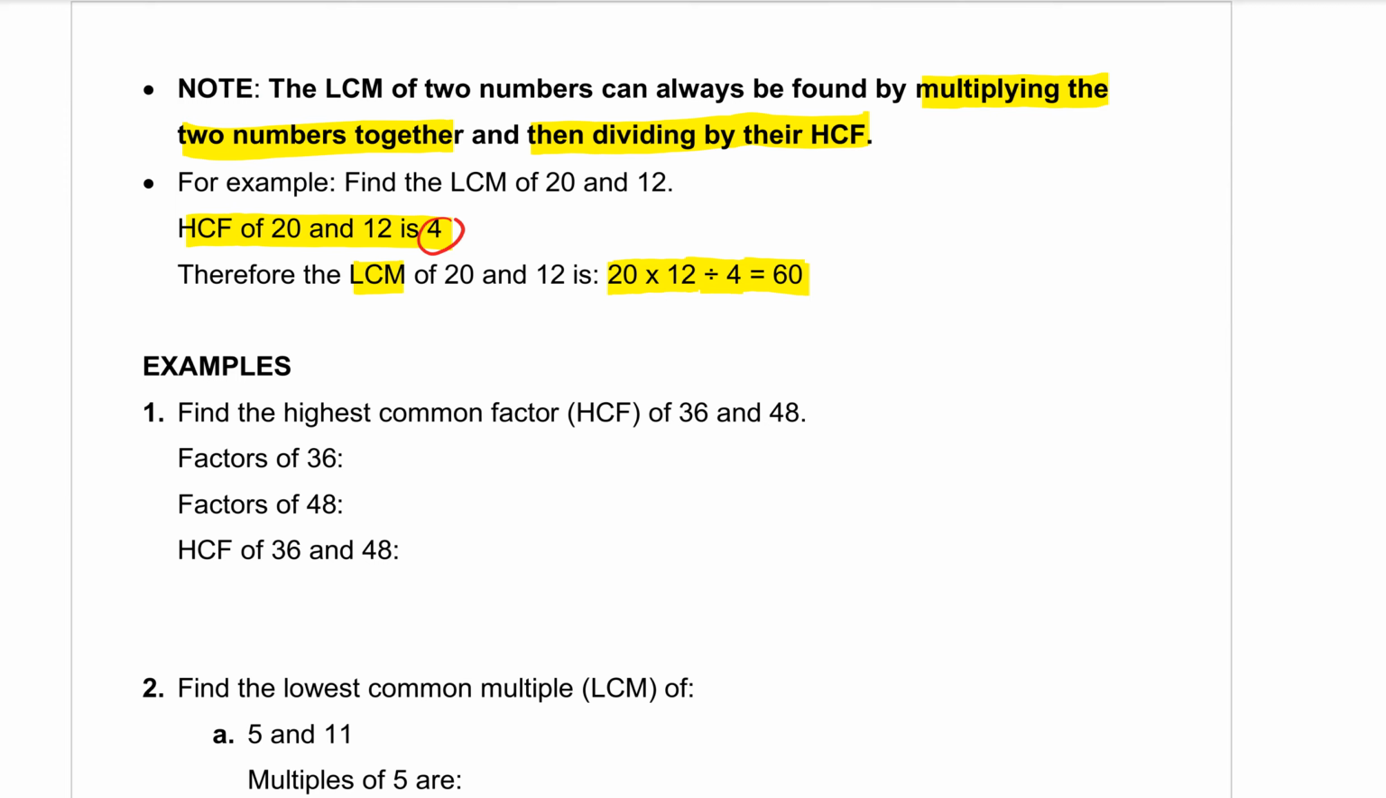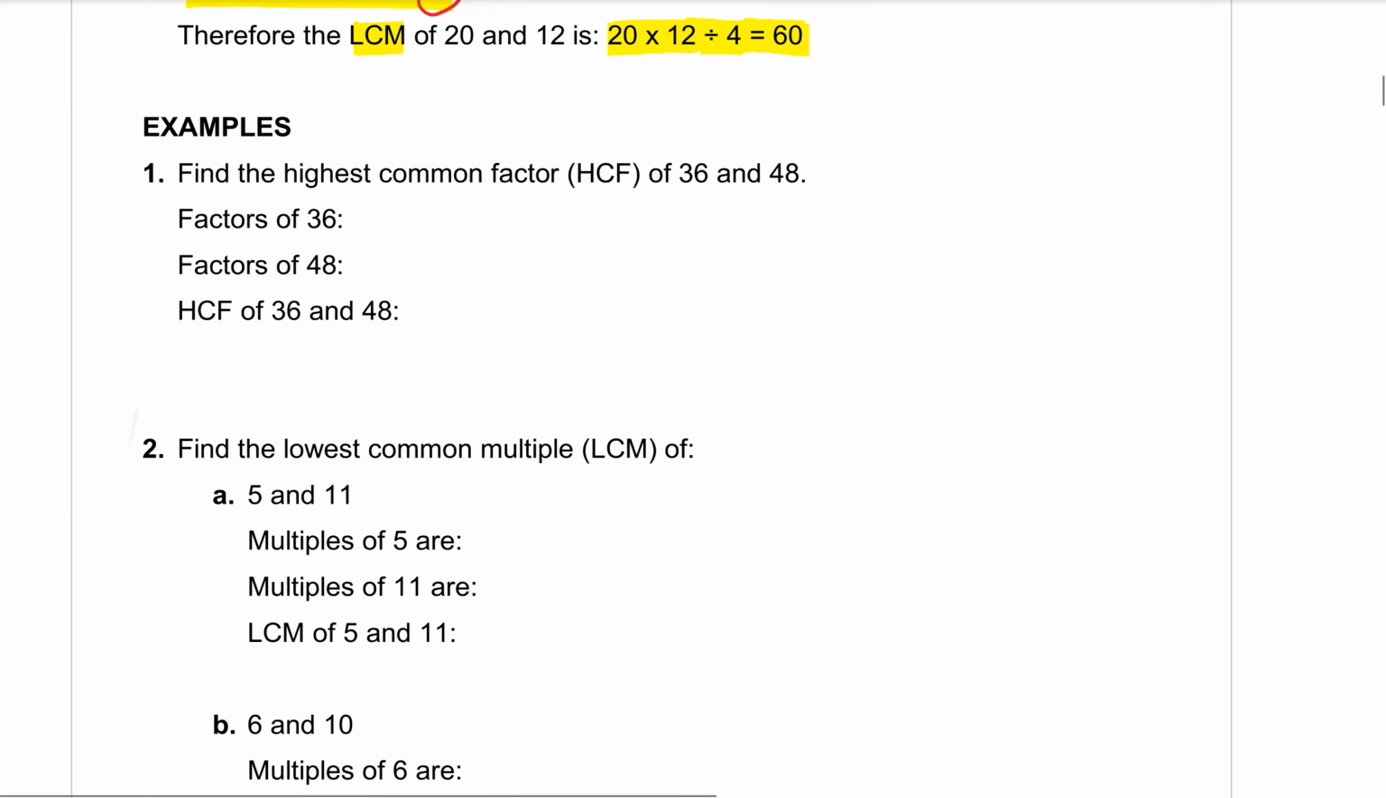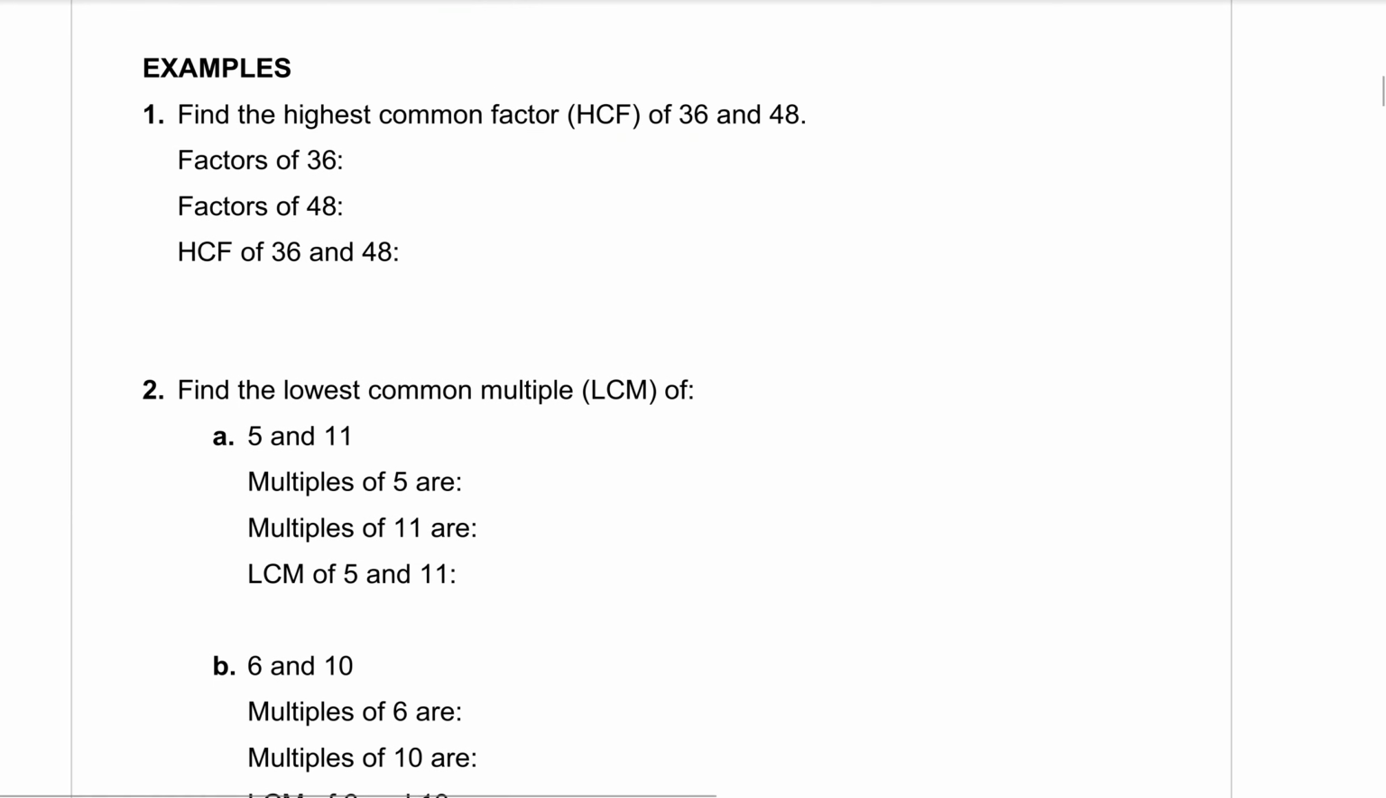Okay, so it's up to you whether you like that method or not. It means that you have to be very certain of your two methods of finding lowest common multiples and highest common factors so that you're not going to get yourself confused. Let's have a look at the examples that are here. Find the highest common factor of 36 and 48.